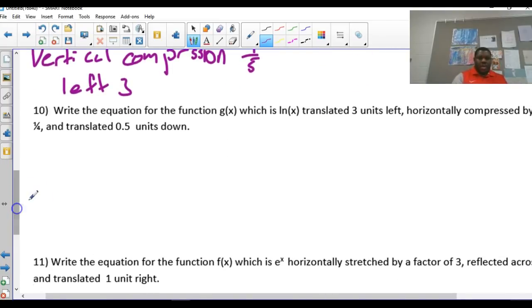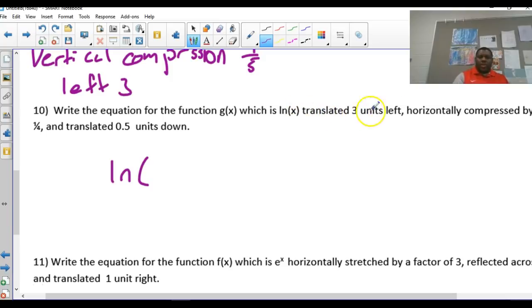Next, number 10. It says write an equation for the function g of x in which the natural log of x is translated 3 units left, horizontally compressed by 1/4, and translated 0.5 units down. So here we go. We have the natural log, and a lot is going to happen right here.